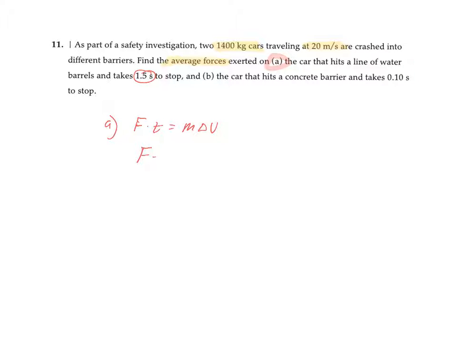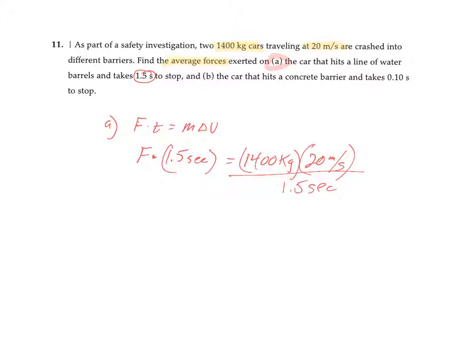A has a time of 1.5 seconds. The mass is, they're both the same, of 1400 kilograms. The change in velocity is 20. Why? Because it goes from 20 to 0. How do you get F all by itself? We'll divide this out of both sides. Bye-bye to that side, hello to that side.